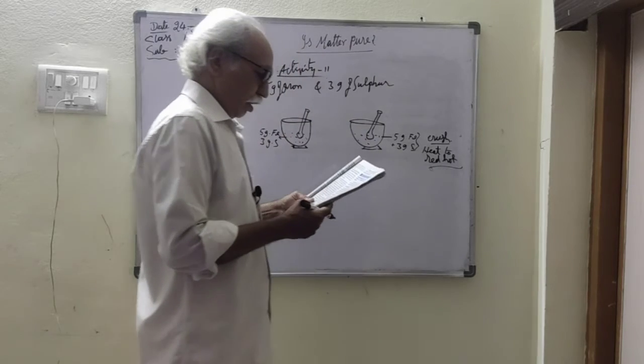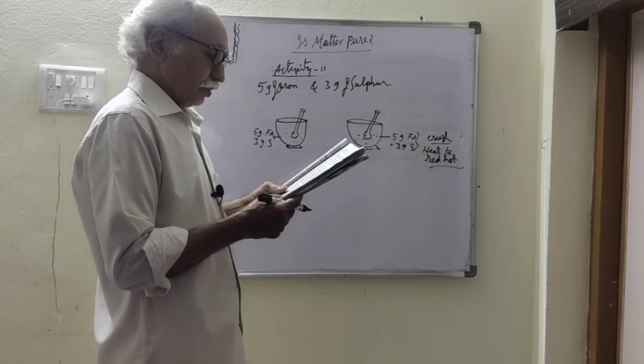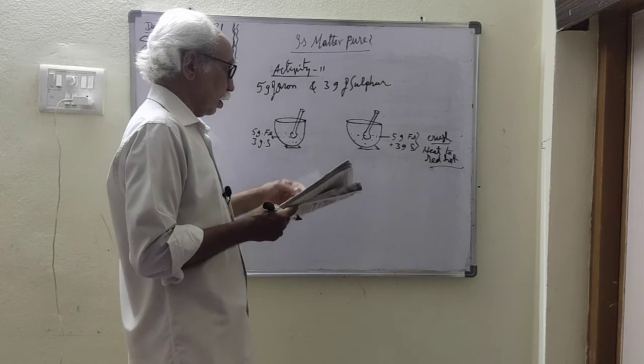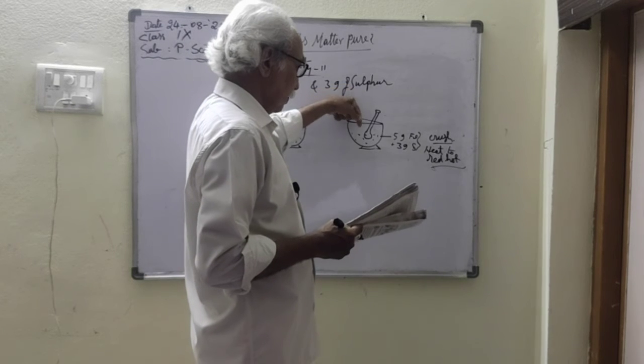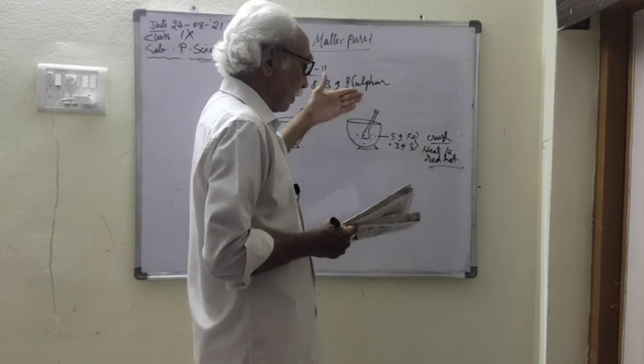When heated to red hot, what happens? It becomes a black colored component. Check them for magnetism in the material. Now you take the magnet and move it in the substance. What happens? This is not attracted by the magnet.